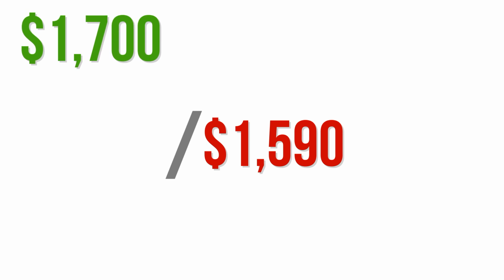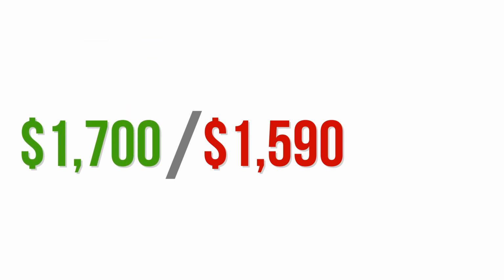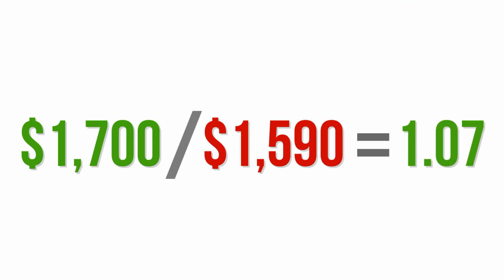So now to calculate the ratio, we take the $1,590 and divide it into the $1,700 for the rent, the income. And here we get a rounded DSCR calculation of 1.07, which means this property is on the positive side for cash flowing.